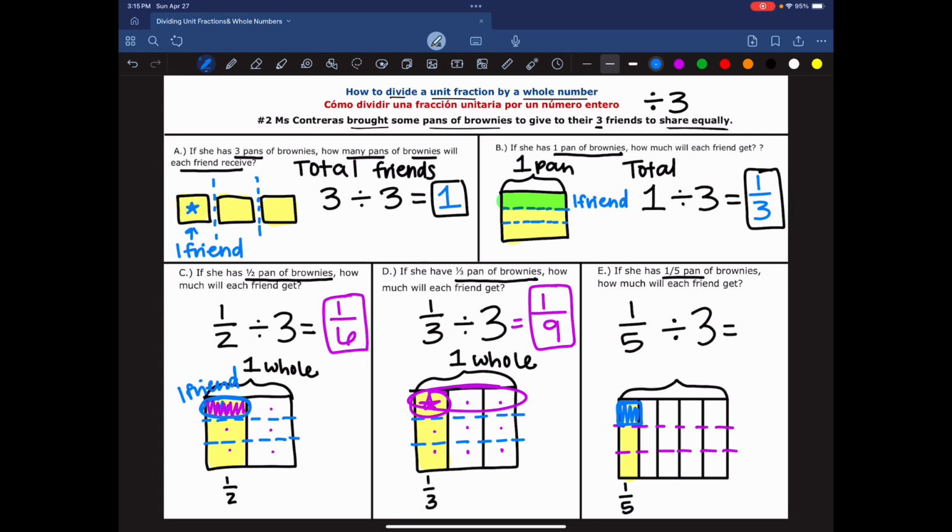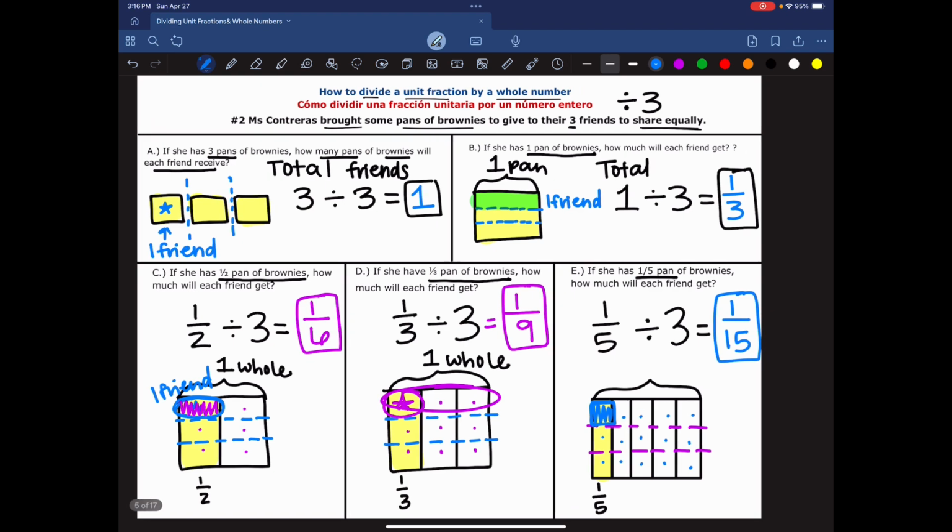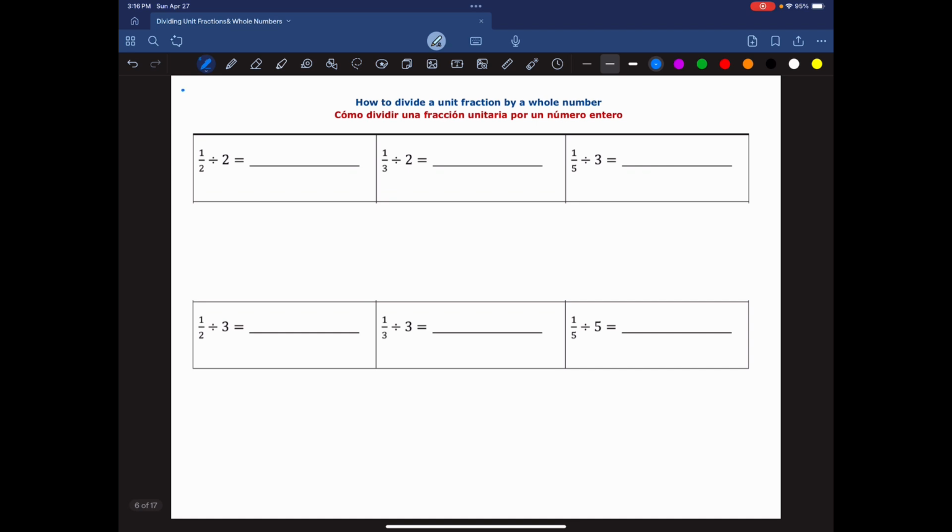This concept might be a little tricky, but we need you to visualize that if you're starting with a fraction or a part of a whole and you're dividing it between people, each piece that everyone gets will be an even smaller part or fraction. Because this is a tricky skill, I want to give you some extra practice.